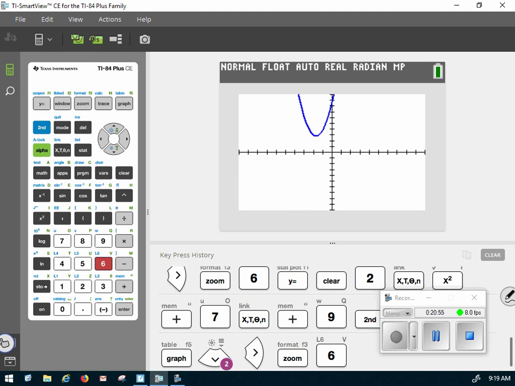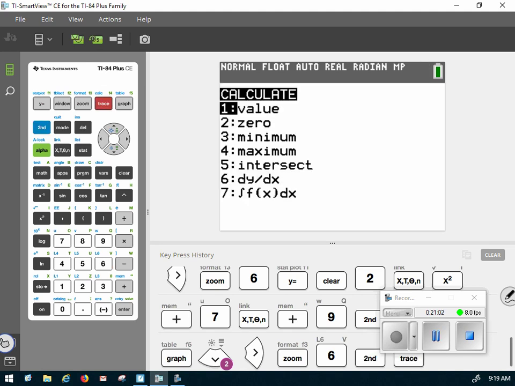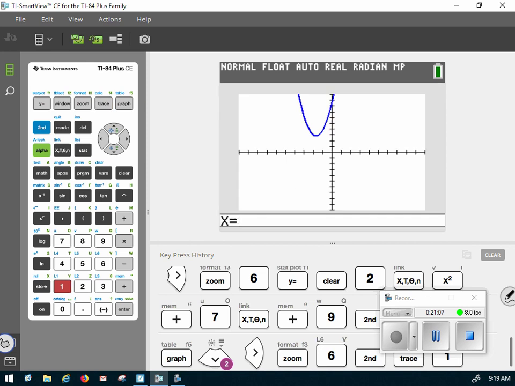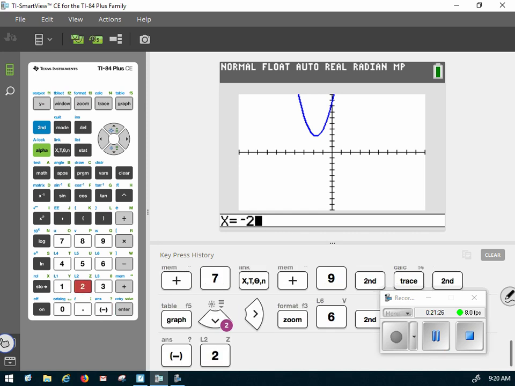Now, I want you to do this. We're going to go to calc, which stands for calculate. So go to second, trace. And I want you to do option 1. Now, you should have your cursor flashing down here where it says x equals. When your cursor is flashing, it's asking you to give it something. We're going to type in what we divided by, which was negative 2. So you type in negative 2 right there, and then hit enter.